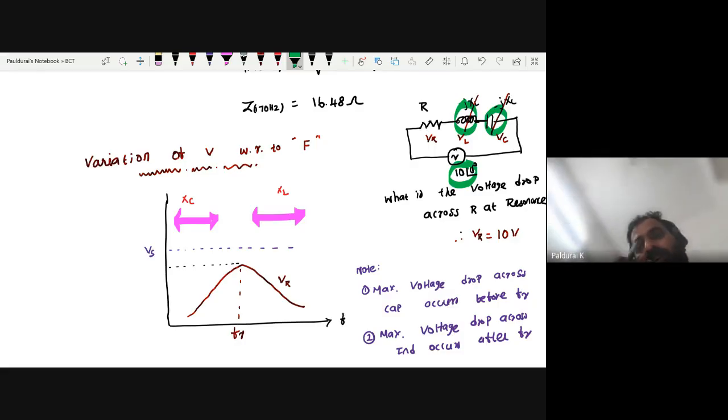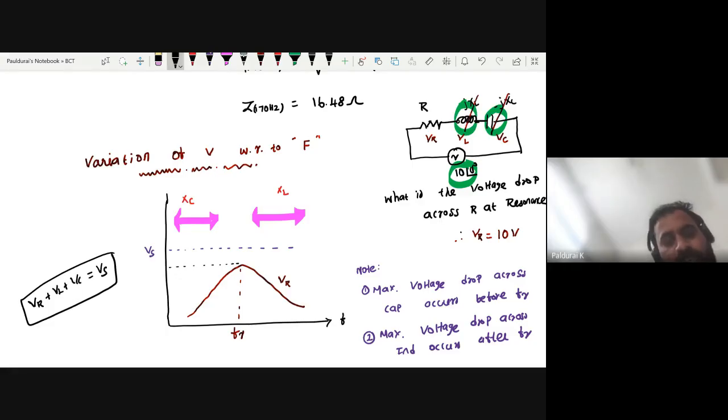Across capacitor, more than 10 volt. But if we add the voltage drops, VR plus VL plus VC, you will get this VS. Yeah, this is your KVL. Kirchhoff's voltage law will be satisfied here. No problem in it. But my question, for 10 volt applied, will you get more than 10 volt? Yeah, here that beauty may happen. That's why this circuit is called a voltage magnification circuit. Mathematically I will prove it later.